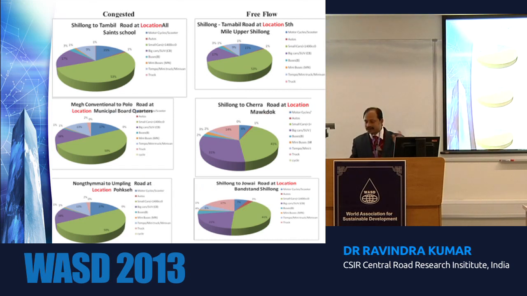Similarly, we carried out a study for Shillong city, where we found different results. Here around 66% were cars. That's a typical case study of a hill area, where non-motorized mode is essentially nil, because of the hilly terrain, people are not interested in taking a bicycle or cycle rickshaw.